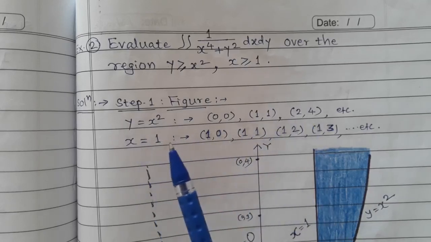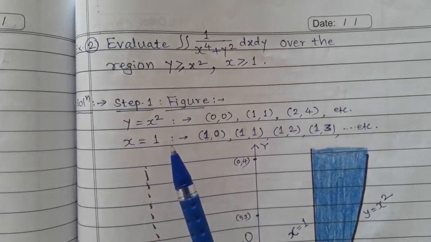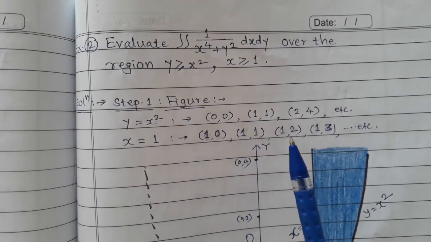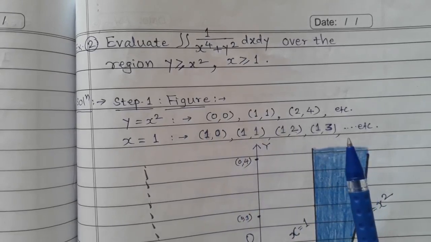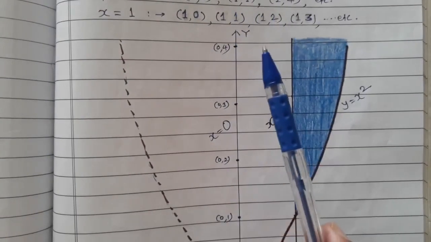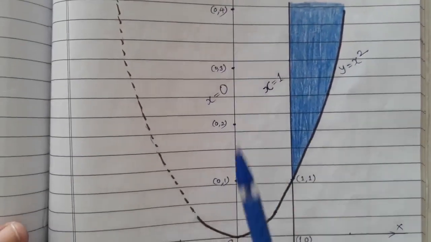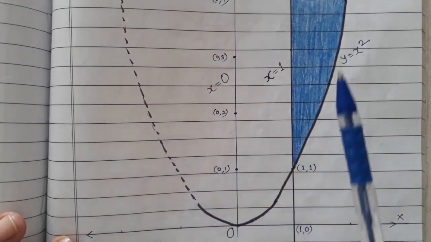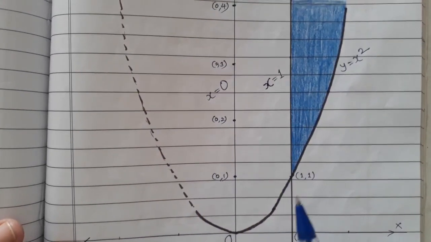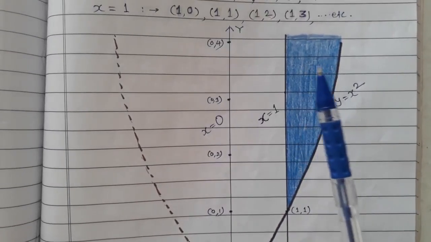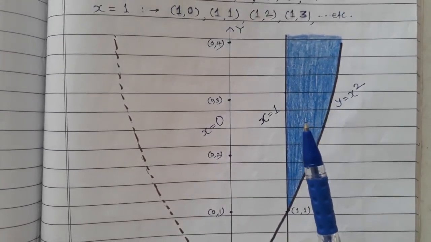Similarly, x equal to 1, that is a line parallel to y-axis and passing through the point 1, 0. So some of the points are 1, 0, 1, 1, 1, 2, 1, 3, etc. So we can plot this easily by using the points. Y-axis is here, x-axis is here. This is the parabola symmetric to y-axis and the line x is equal to 1. So the shaded region is the region of integration.